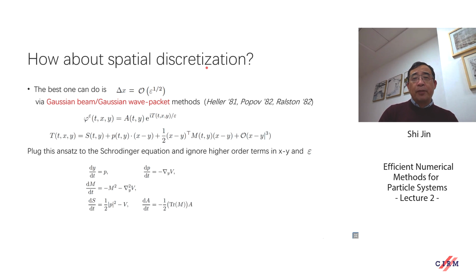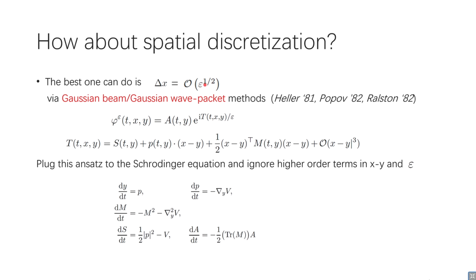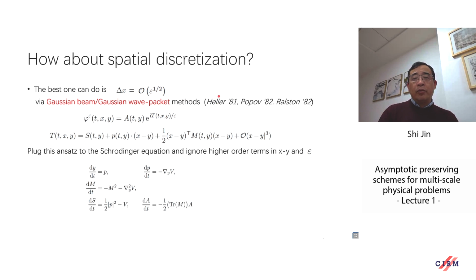Then how about spatial discretization? It turns out it's impossible to take time and mesh size to be order 1. The best one can do, well, before in the previous method, I showed you that delta x has to be order epsilon. But it turns out that the best one can do is take delta x to be square root of epsilon. And it's not a very trivial method. You have to use the so-called Gaussian beam or Gaussian wave packet methods, which originated from some works in chemistry and also in seismology.